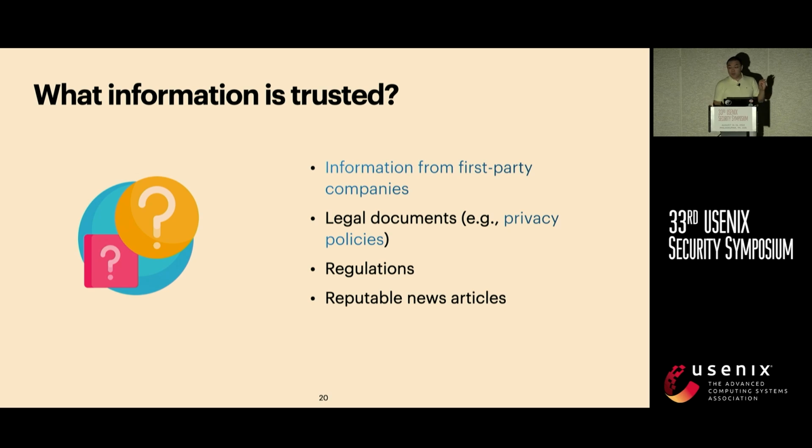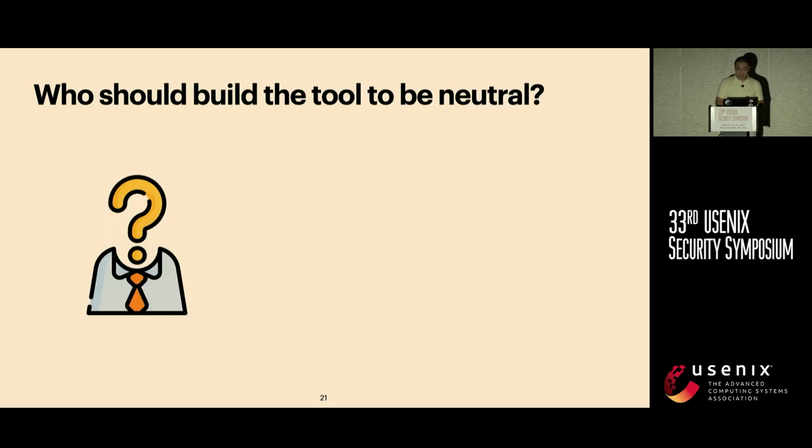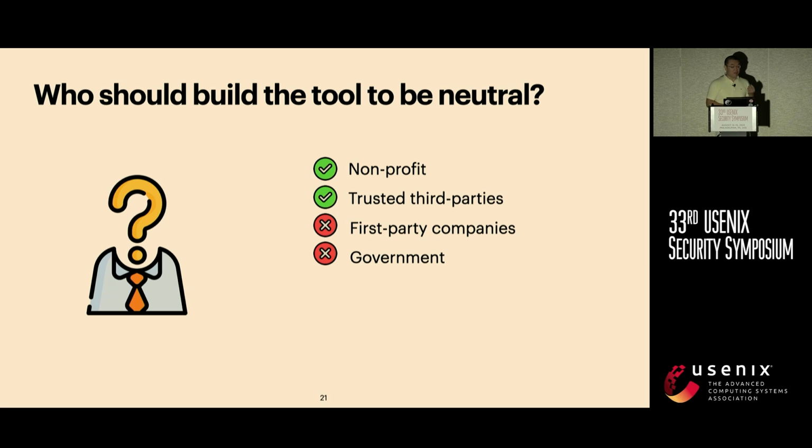However, when we talk about who should build the tools to be neutral, we found that nonprofit or trusted third parties like, for example, Consumer Reports or W3C, all those organizations who are consumer advocates, are more trusted compared to first party and government. So first party, even though they can provide a trusted information source, they don't consider this as the one who's responsible for developing tools to help them navigate the data privacy information.